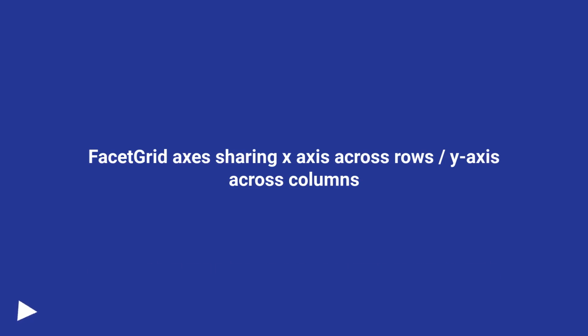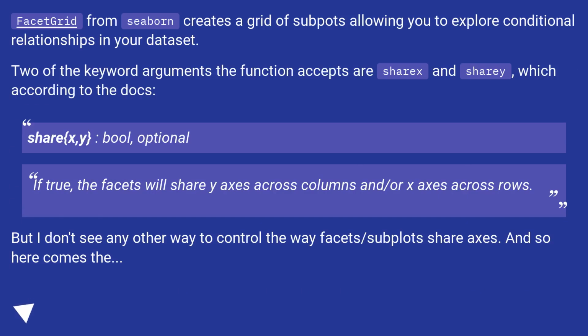FacetGrid axes sharing x-axis across rows, y-axis across columns. FacetGrid from Seaborn creates a grid of subplots allowing you to explore conditional relationships in your dataset. Two of the keyword arguments the function accepts are sharex and sharey, which according to the docs.